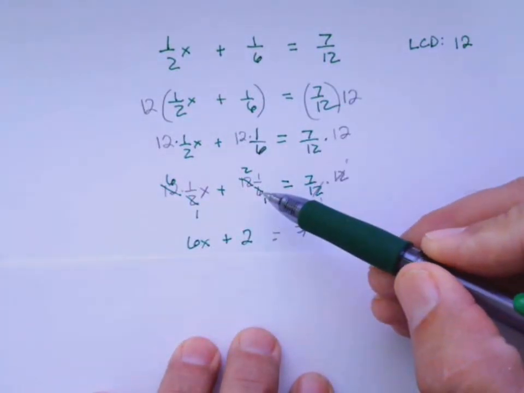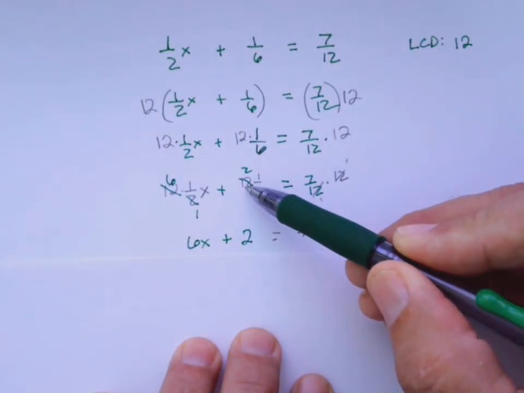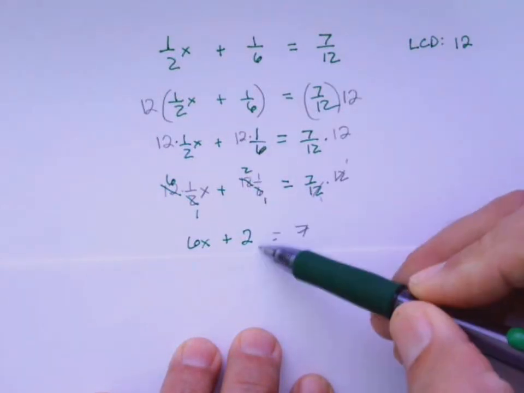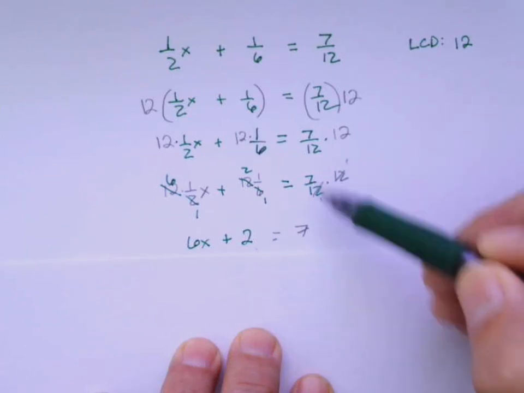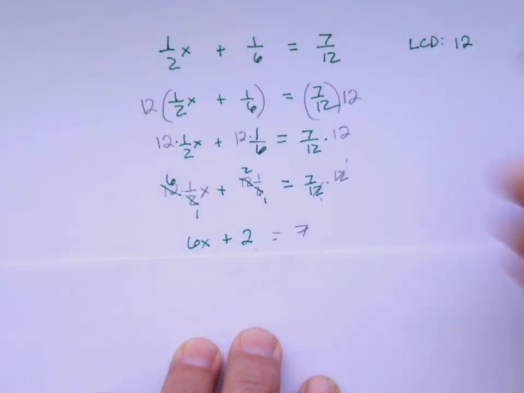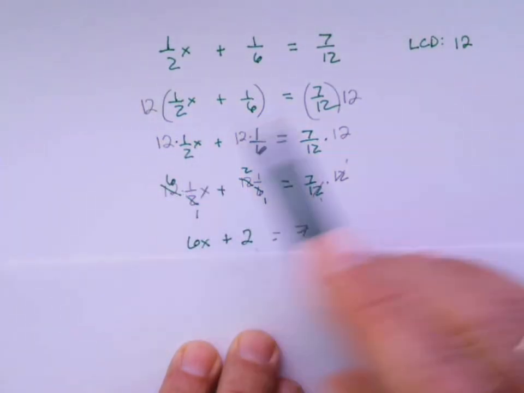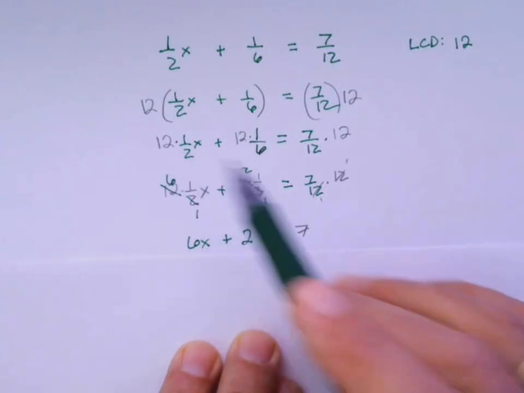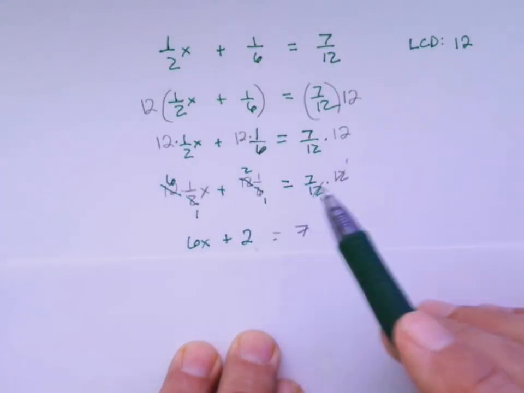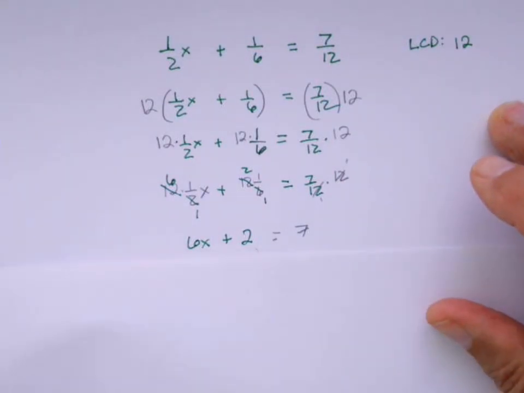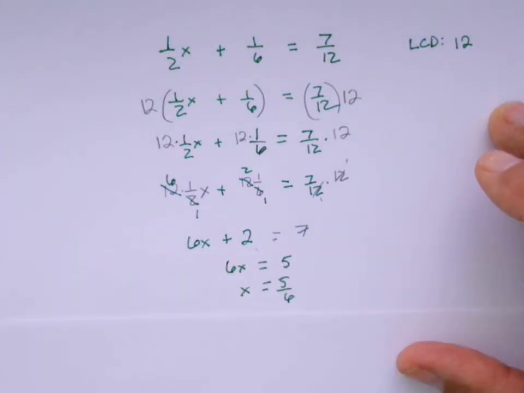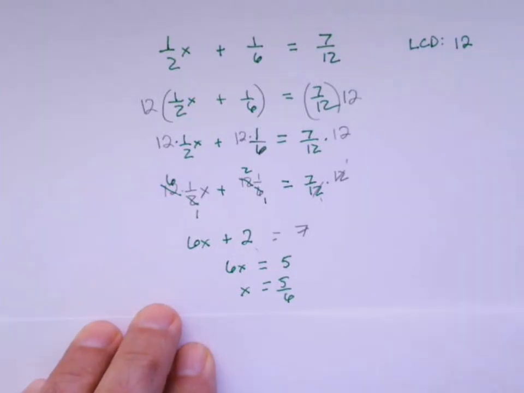Moving over here, 6 can divide itself. 6 can go into 12 2 times. 2 times 1 is 2. Equals, and then over here, the 12s just cancel each other out to 1s. 1 times 7 is 7. And now you have an equation with no fractions. This may look like a lot of work, but if you pick the lowest common denominator, you're always going to have the denominator divide into that common denominator, which effectively eliminates all the denominators. And then, of course, you can just solve the equation as we discussed before.